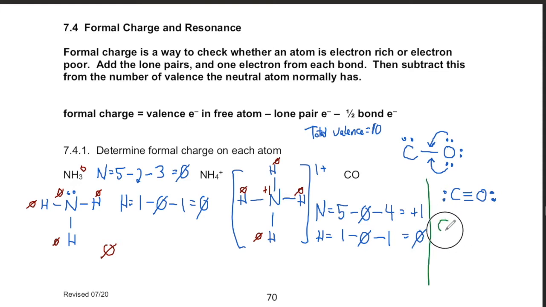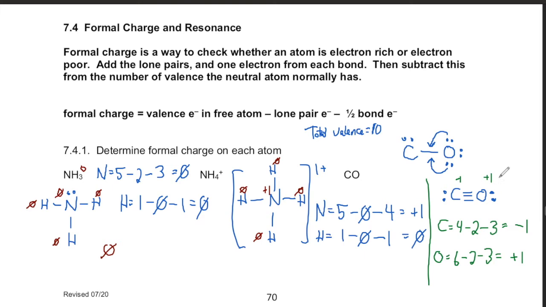The formal charge on carbon would be the 4 valence electrons it brought, minus the 2 lone pair electrons sitting on it, minus the 3 bonds. So we have a -1 for carbon. Oxygen brought 6 valence electrons. It has 2 lone pair electrons on it and 3 bonds. So that is a +1. So this particular Lewis structure has carbon with a -1 formal charge and oxygen with a +1 formal charge.